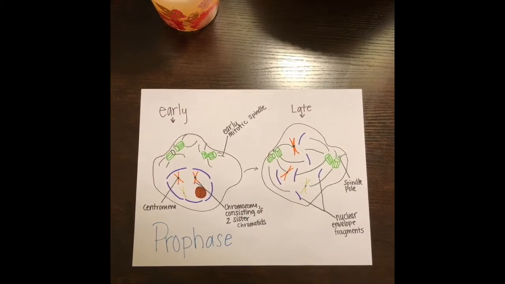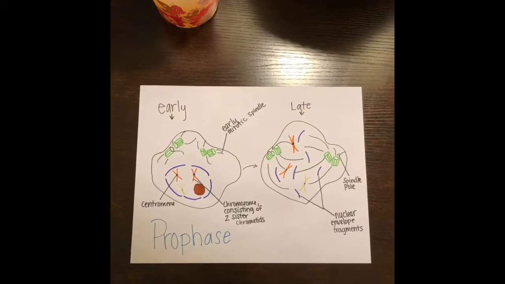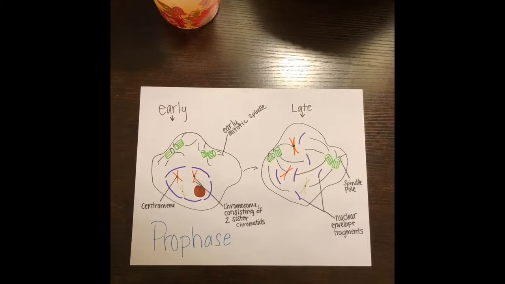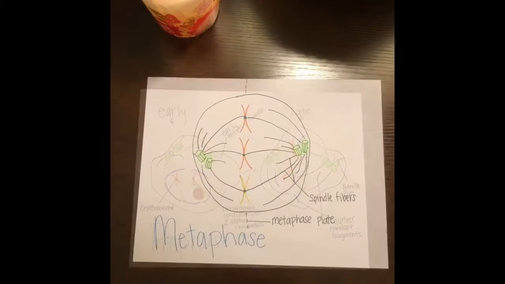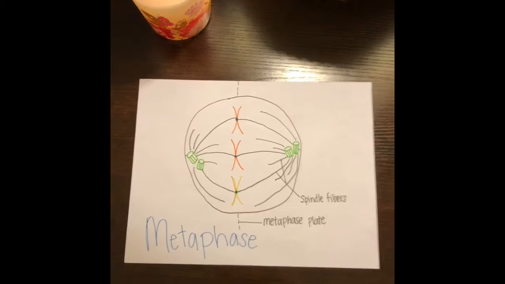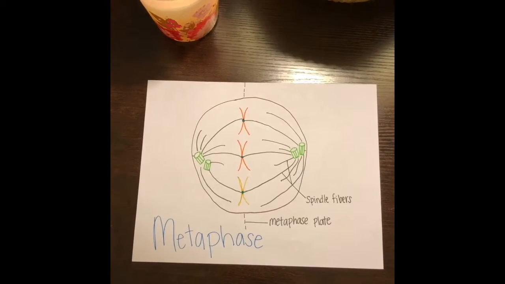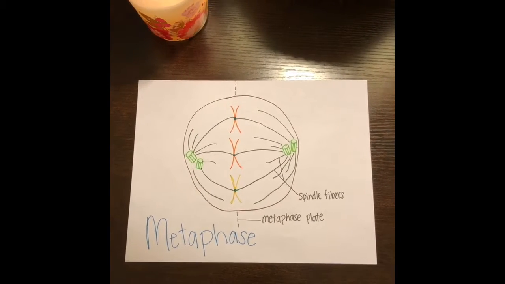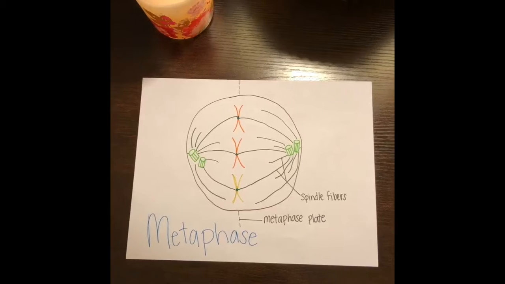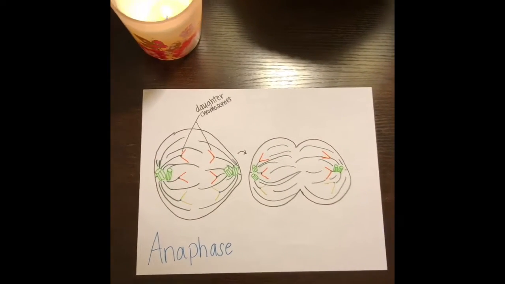Late prophase, or prometaphase, is where the nuclear envelope is fully dispersed in the cell. The spindle apparatus begins to form, and that completes prophase. Now we have metaphase. The attached sister chromatids begin to move into the middle or metaphase plate. It's like a tug-of-war between the spindle fibers until the sister chromatids separate at the centromere. And that completes metaphase. Next is anaphase.